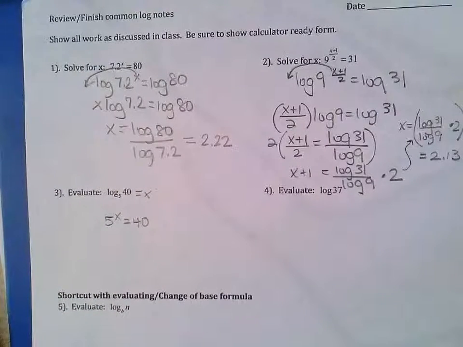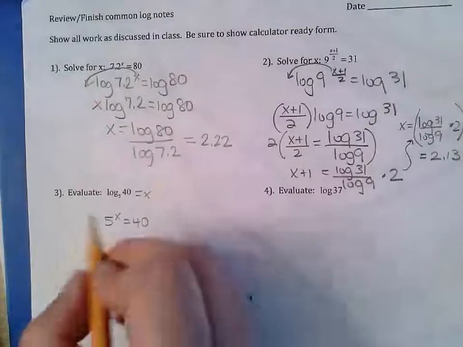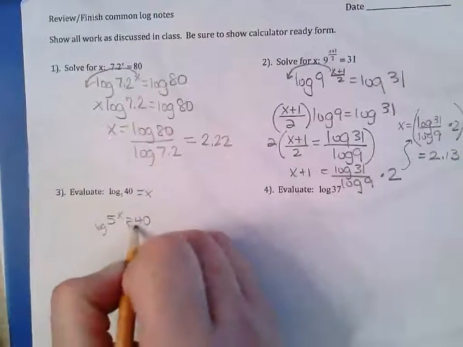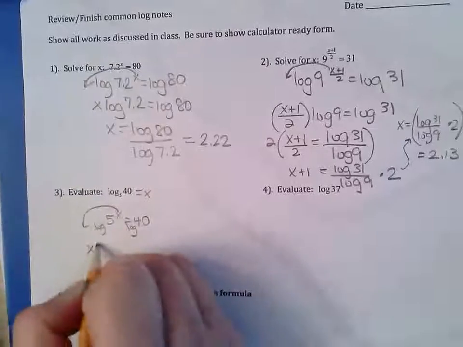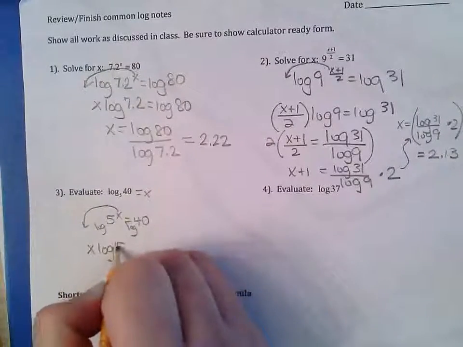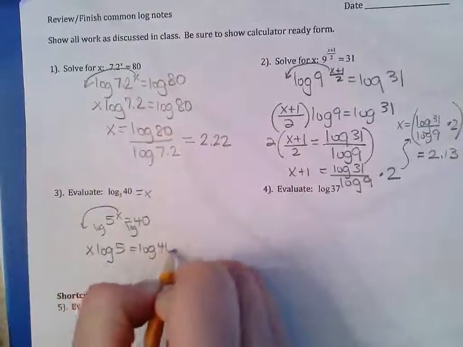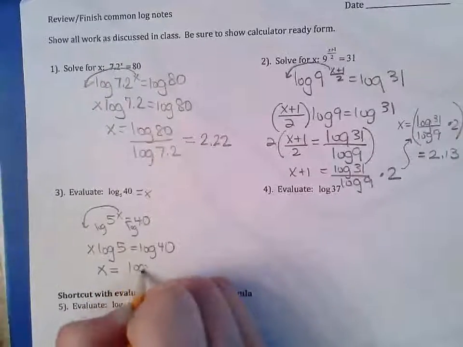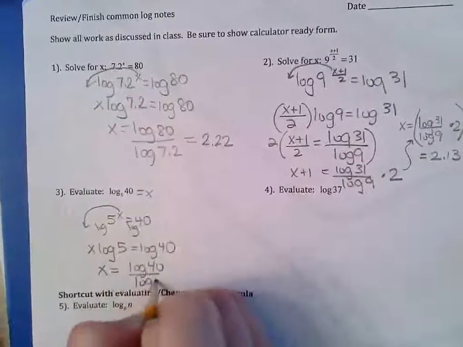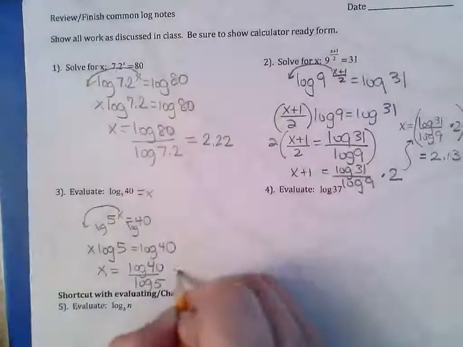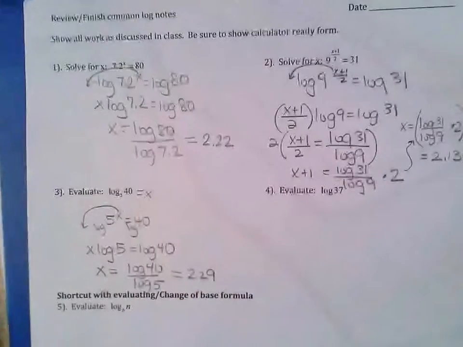And you're actually going to notice that this is the exact problem that we did yesterday as a solve problem, where I took the log of both sides, which got the x out in front, x log 5 equals log 40, and quick division, x equals log 40 divided by log 5. Which came out to be 2.29.